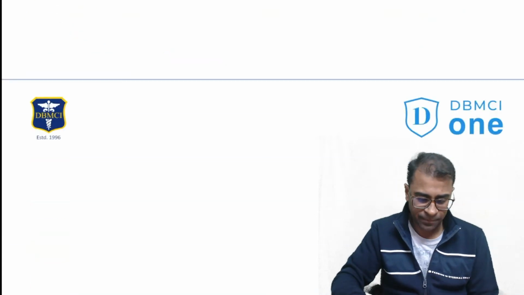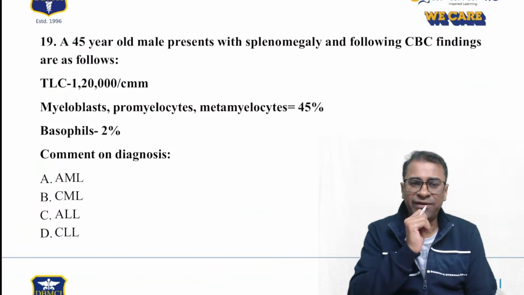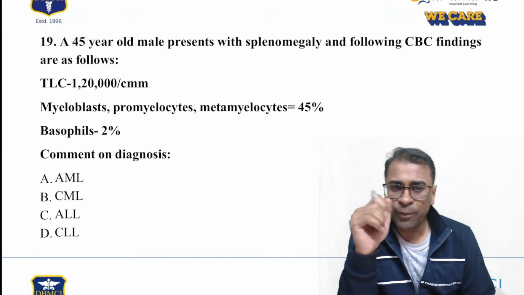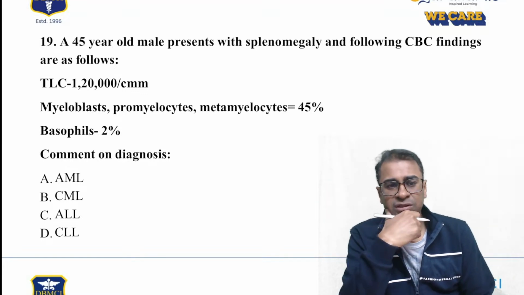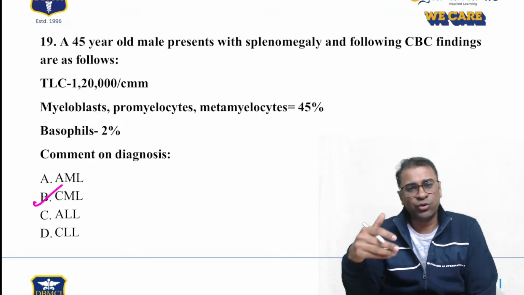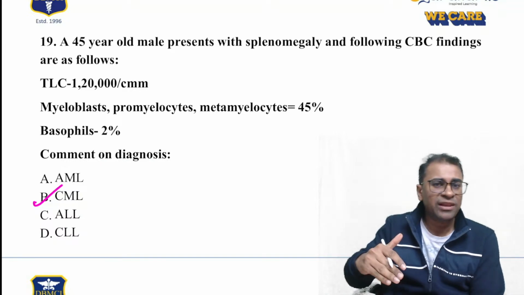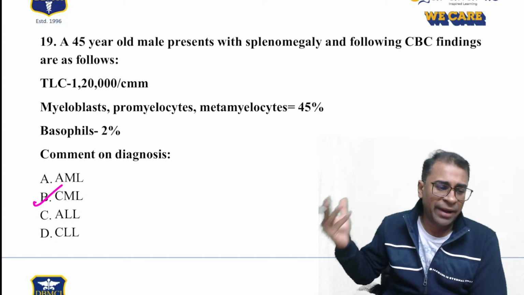Okay. A 45-year-old patient presents with splenomegaly and a CBC shows the following. TLC is 1.2, myeloblasts are present, promyelocytes are present, metamyelocytes are 45%. What is it? Answer has to be CML. Why? It is surely showing a myeloid bulge with basophilia and a myeloid bulge with neutrophilia. It has to be a case of chronic myeloid leukemia.